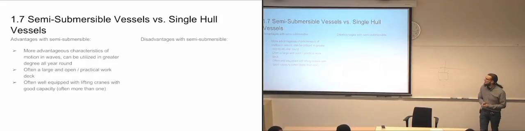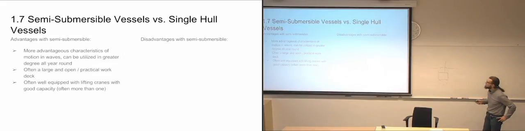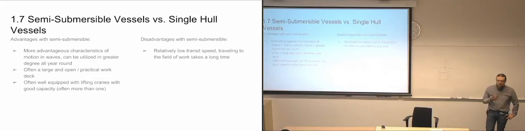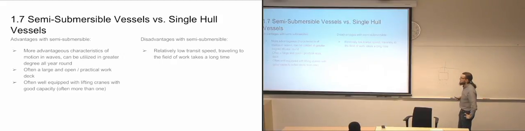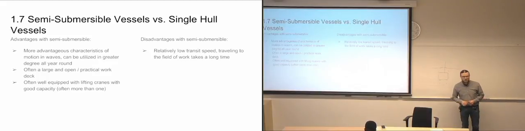Right. So we'll look at the disadvantages of the semi-submersible. They have a relatively low transit speed, so they use quite a lot of travel time getting from one field to another. So that's of course going to be one of the disadvantages with using them.